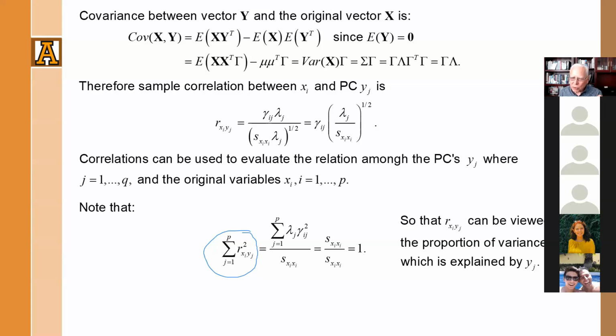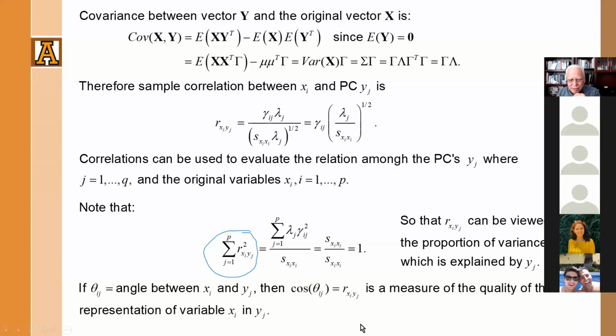What we already know is that the first eigenvalue, for example, explained 60% of the total variance of all the variables. And here we're only relating the ith variable with the jth component. So this correlation is telling us the proportion of variance of the ith variable, not the whole set of variables, but of the ith variable, explained by the jth component.